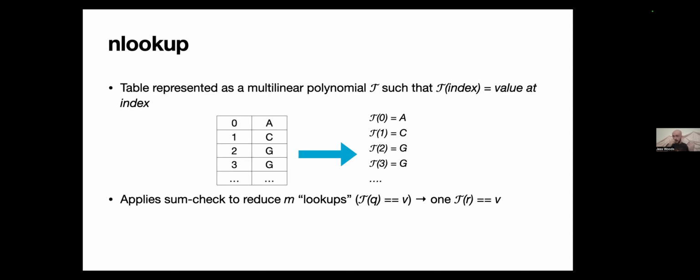And if you're familiar with the zk space, you probably know what sum check is. And if you're not, that's totally fine. You can treat it as a black box. What's important to know is that it takes m log t time to make this reduction for m lookups, and then t time to do this final check, which is the final evaluation of t at a random point.